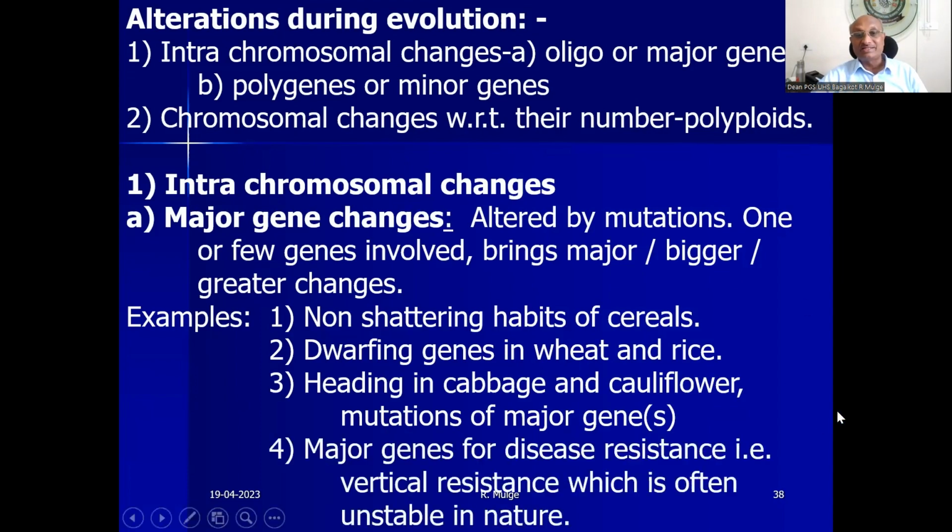Major genes for disease resistance: whenever a major gene comes, it is a vertical resistance, which is often not stable because it suddenly breaks. You don't have an answer. That is a major gene.